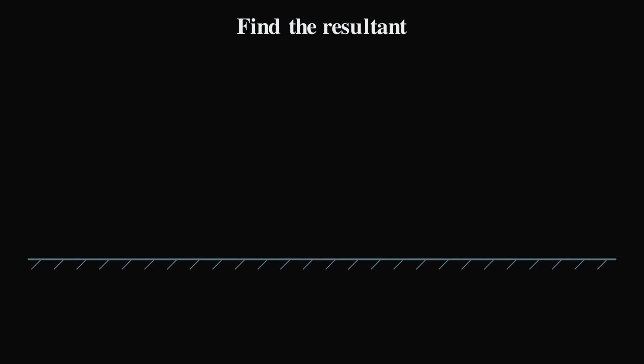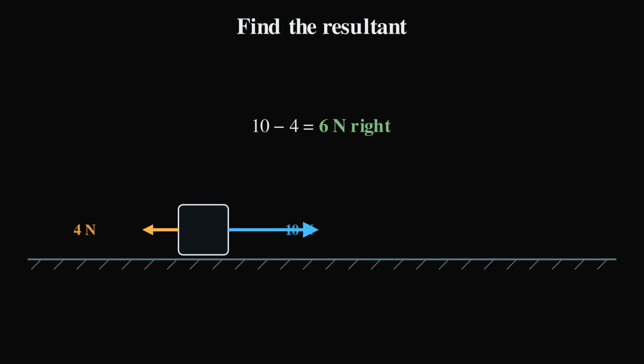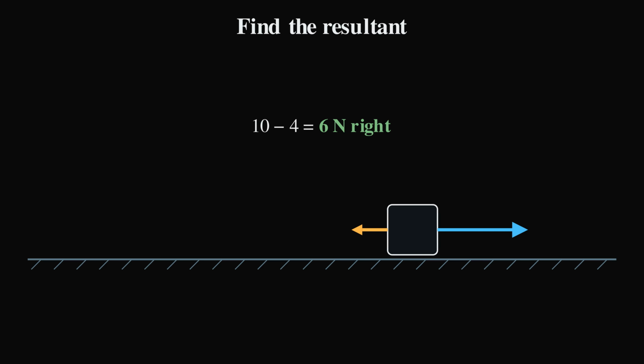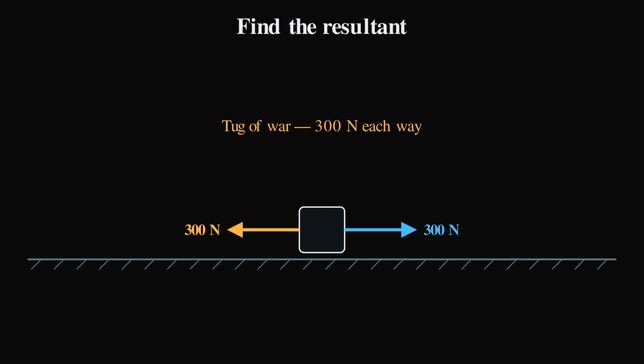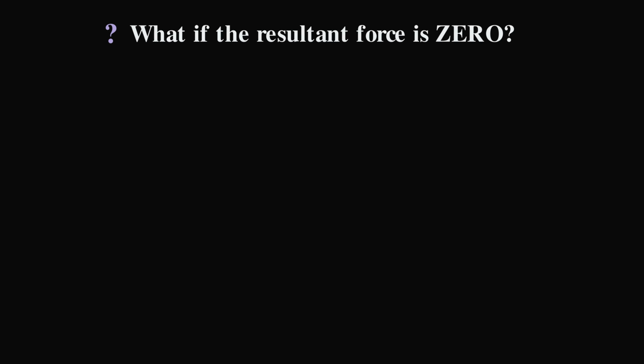Find the resultant. 10 newtons right, 4 left, 6 to the right, and off it goes. But 300 each way in a tug-of-war? Balanced, nothing moves. What if the resultant force is 0?